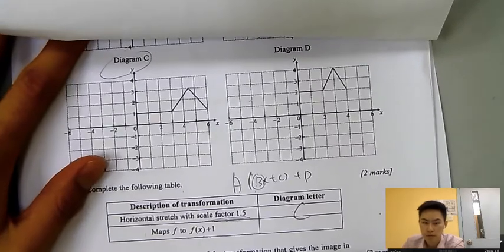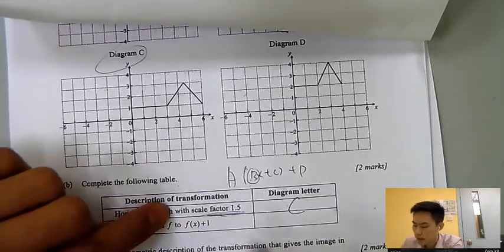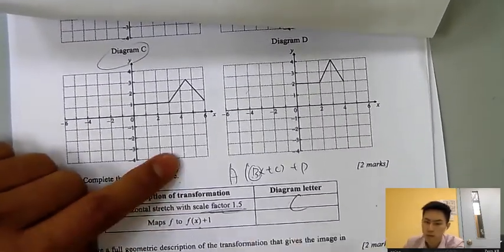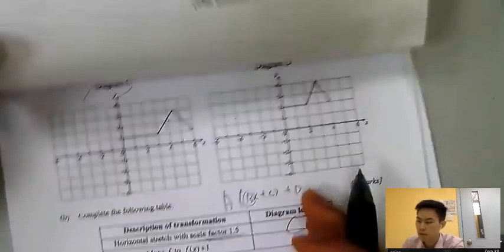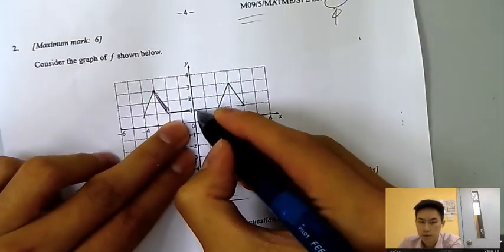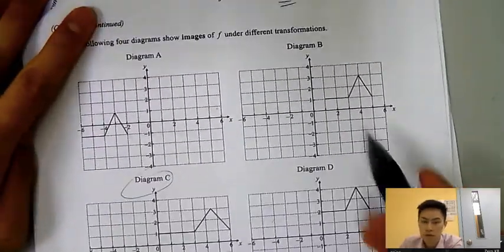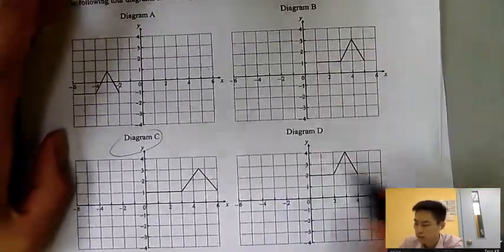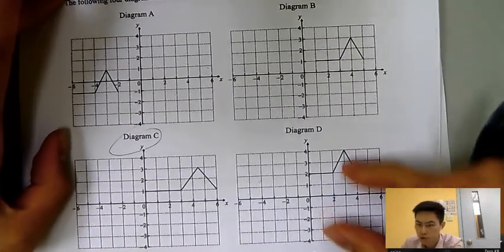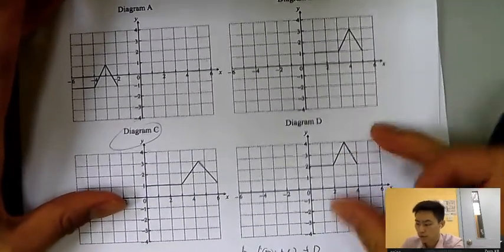Diagram C. And then this one, f to f of x plus 1. Plus 1 means it goes up by 1 unit. We just look at the y. Here it's 1, so it goes up by 1 unit, which will be 2. So which one has 2? Not this one, but B. So it shifts upward by 1 unit.